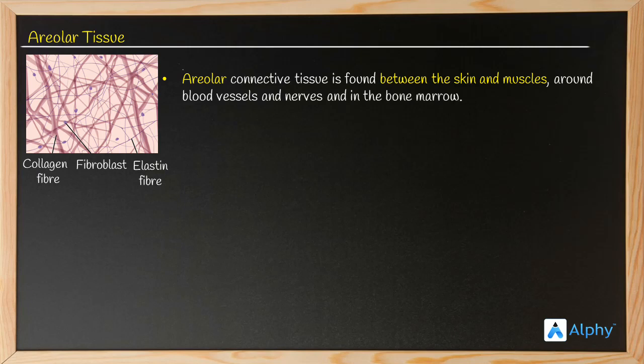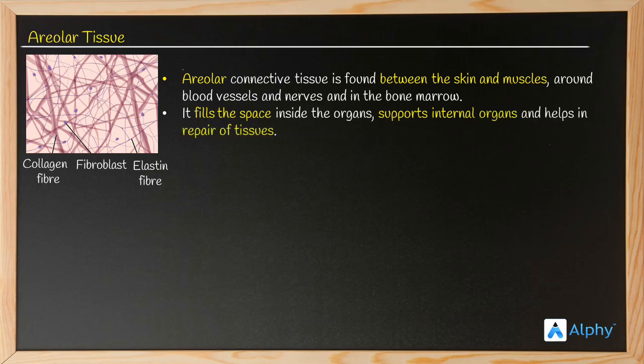So these areolar tissues are found between the skin, the outermost layer, right? Skin and muscle. So there is a space between the skin and muscles and it is occupied by areolar tissue. That's it. And it connects the skin and muscles, right? And they're also found around the blood vessels, nerves and in the bone marrow too. So these are the places where areolar tissues are found, right? Moving on, it fills the space inside the organs, supports internal organs and helps in the repair of tissue.